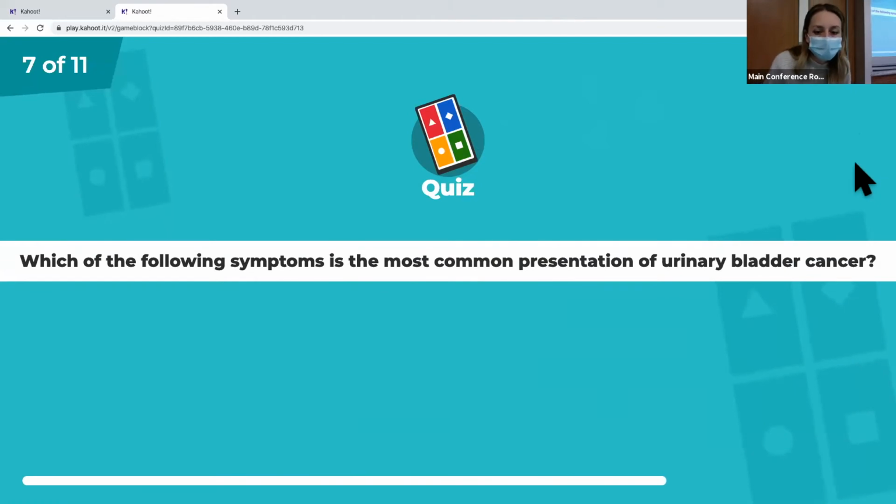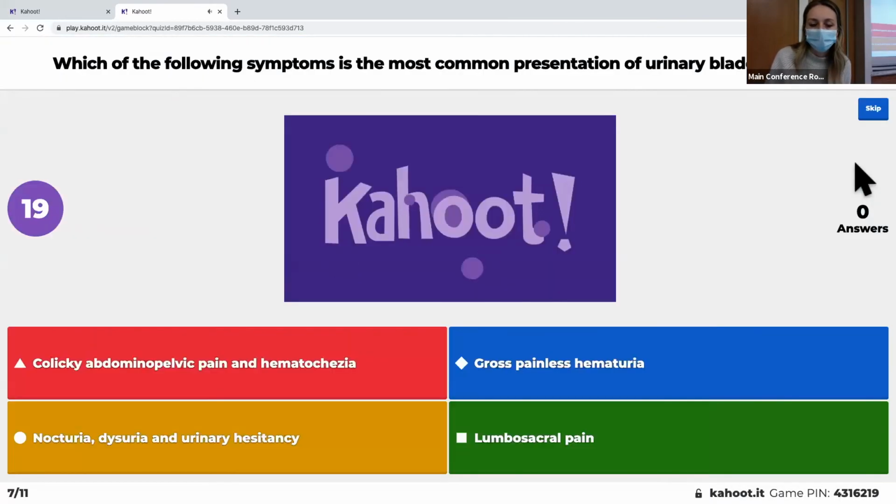Which of the following symptoms is the most common presentation of urinary bladder cancer?